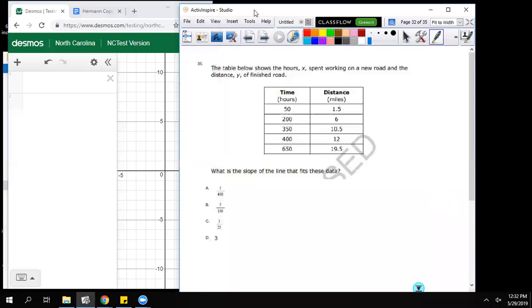Okay, so here is our last question, number 35. It says the table below shows the hours X spent working.